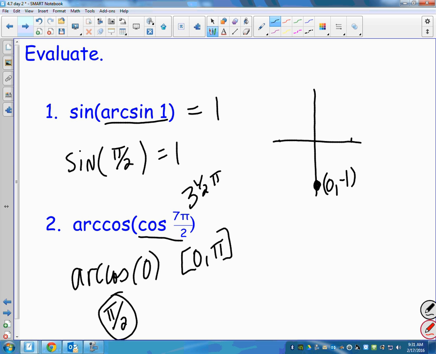People maybe can think through that without doing it step by step, and that's okay. Maybe you say 7 pi halves, 0 pi, that's half pi. If you do that, that's okay. But it always works if you do it step by step. So that's my advice to you.